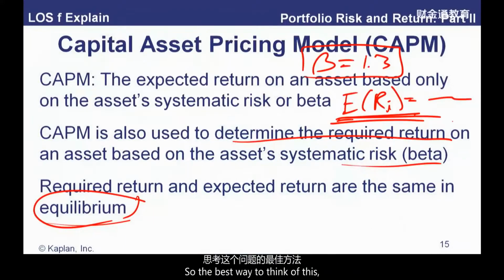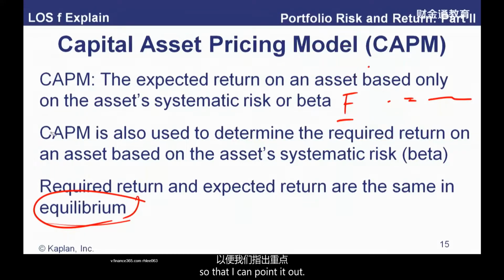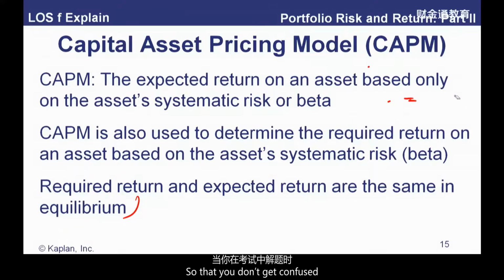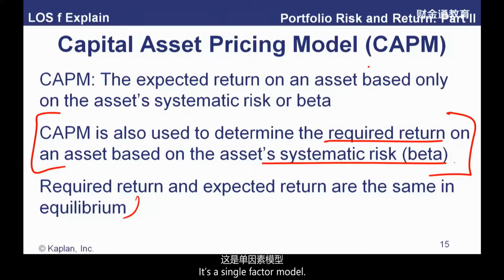So the best way to think of this, okay, is through this middle portion here, and that's important enough that I'm going to get rid of some of this stuff so that I can point it out, so that you don't get confused when you're working problems on the exam. This is the way you should interpret the output from the capital asset pricing model. It's to determine required return on an asset given the asset's systematic risk. It's a single factor model.